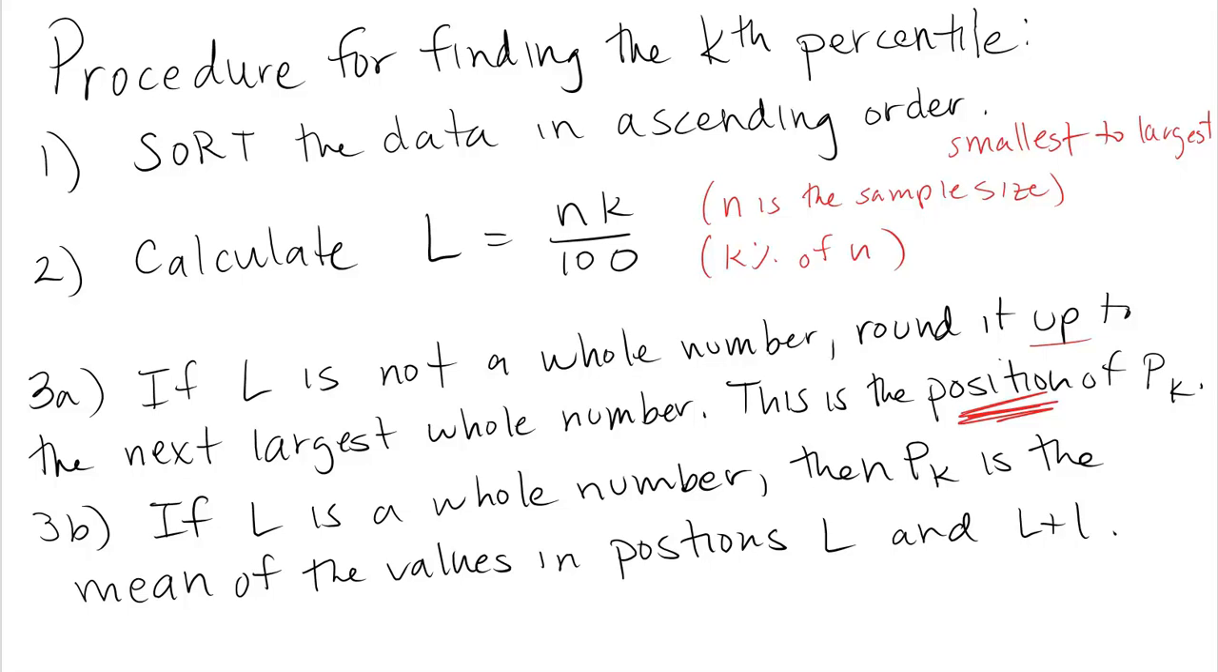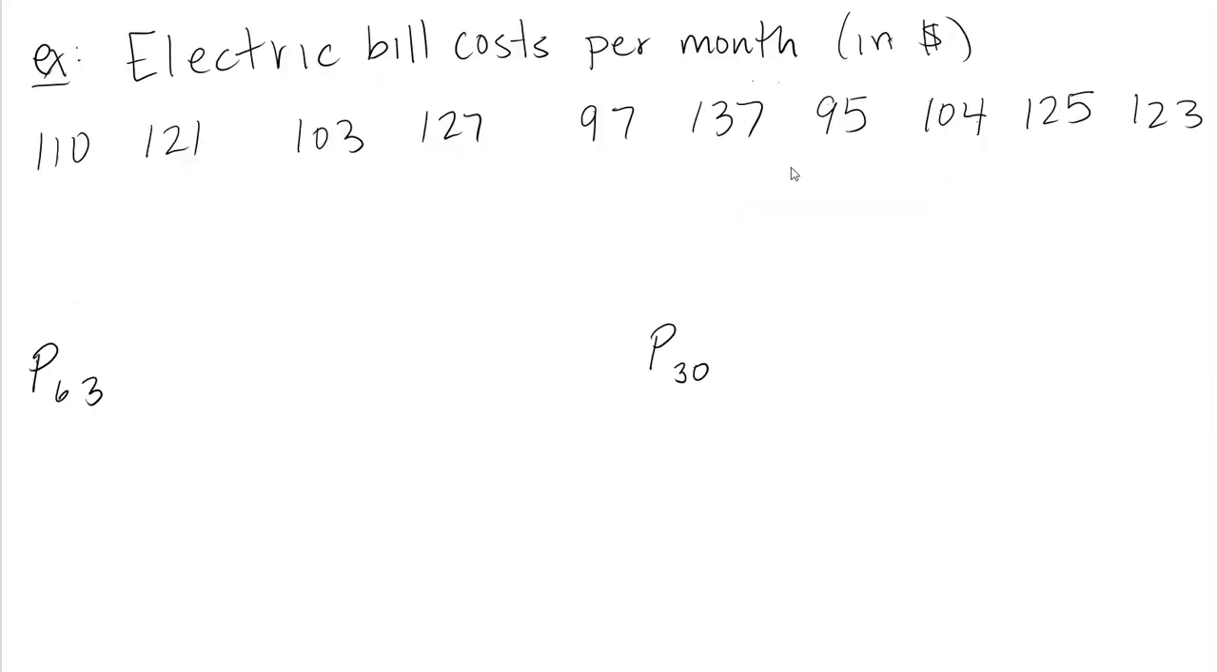I know this is really abstract, so let's just jump into an example so you can see this in practice. I've got a set of data here, and we're going to find two percentiles for it. I found some electric bill costs per month in various states. I didn't list all 50 states, which might have been more interesting, but I didn't want the example to take a really long time. So I chose 10 states, and I listed the electric bill costs per month in each of those states. So this first one is $110 per month. This last one is $123 per month.